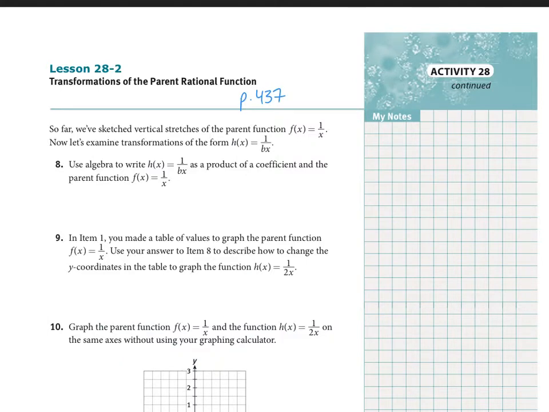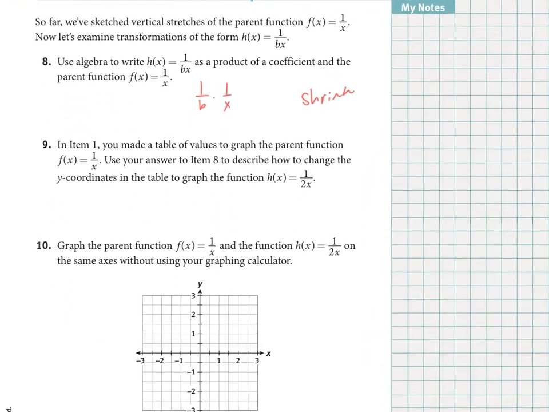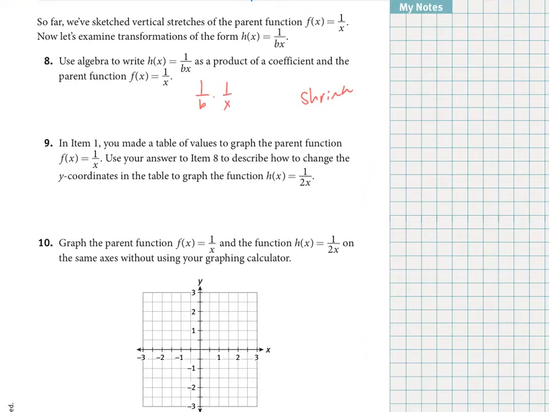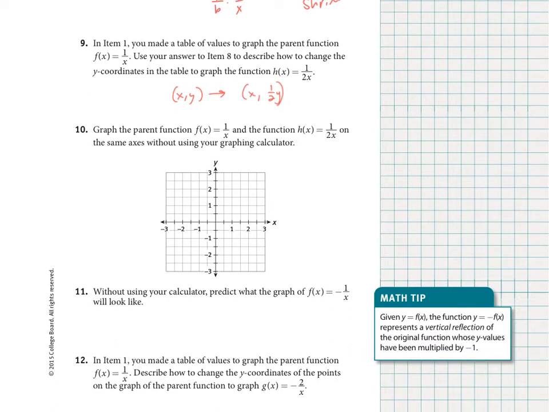Okay, we're picking it up on page 437. In this case, these stretches are in the denominator. So really, this is 1 over b times 1 over x. And so really, it's a shrink instead of a stretch. All the things are getting smaller, so not much change. So if I look at 1 over 2x, or 1/2 times 1 over x, all of my original coordinates from my original graph, the x coordinates will stay the same, but the y coordinates will be multiplied by a half. So very simply, again, I'm going to commit to memory what my original parent function f of x is.